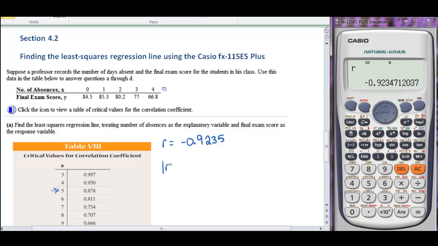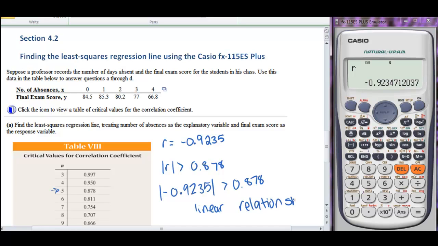So we're looking here with n is 5. So we need the absolute value of R to be greater than 0.878. Well, we have the absolute value of negative 0.9235 is greater than 0.878. So indeed, we do have a linear relationship. Once that's established, then we can go through the process of finding the least squares regression line.